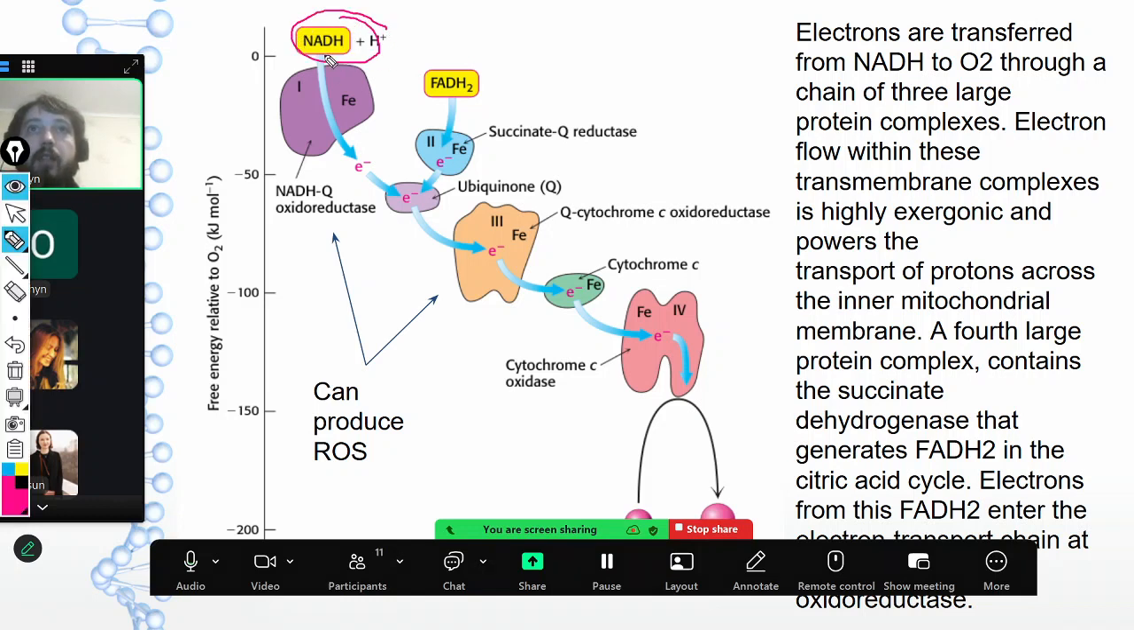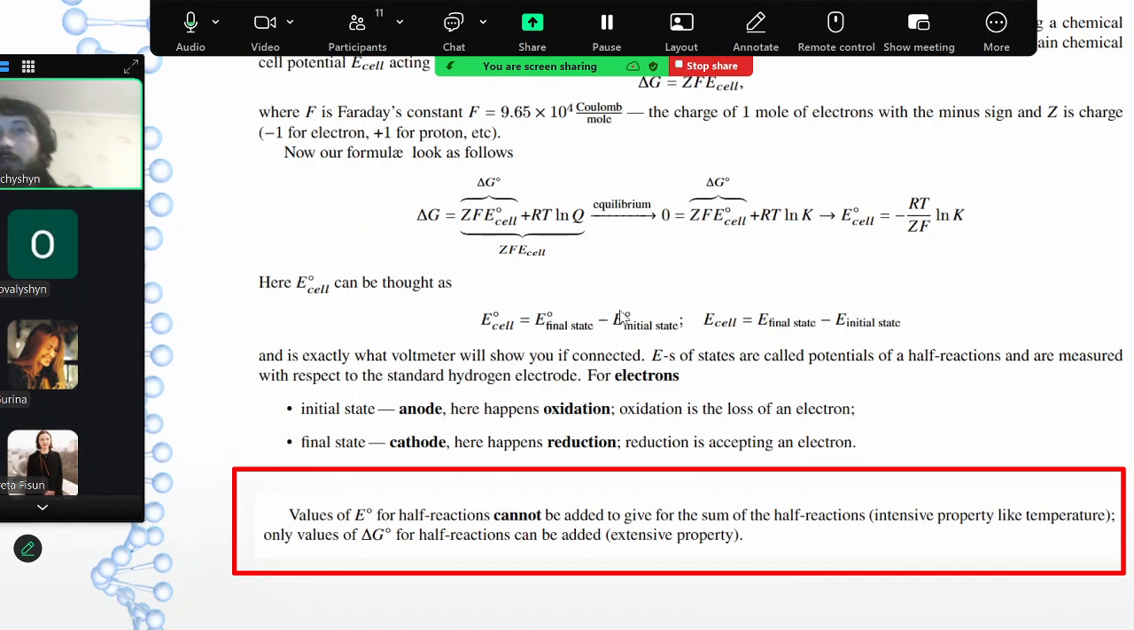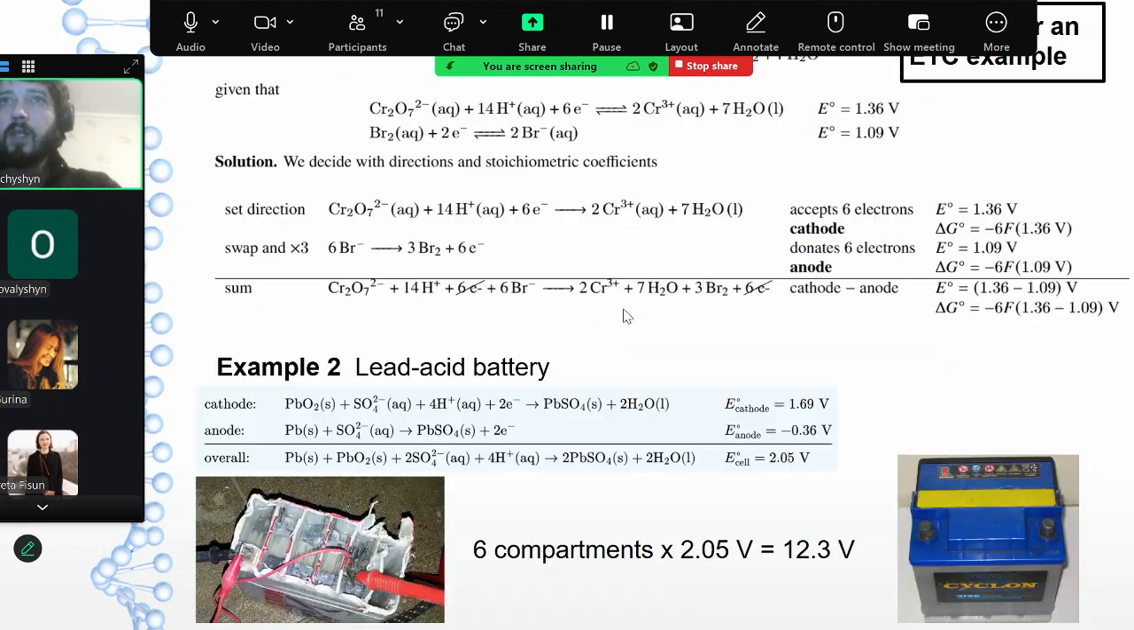Here comes NADH. Some electrons are transferred. Here comes FADH2 and succinate Q reductase. Some more electrons are entering our electron transport chain. It is transported to complex 3, then through the cytochrome to complex 4, and so on and so forth. Let me find you some more details.